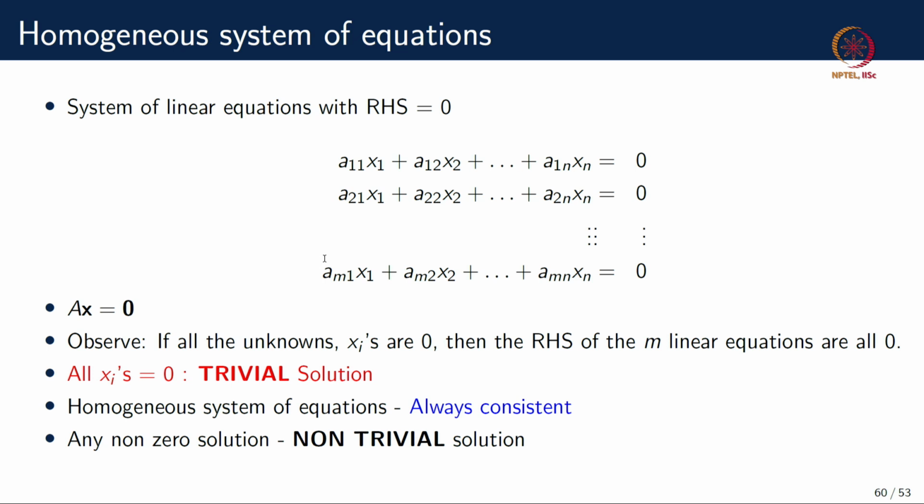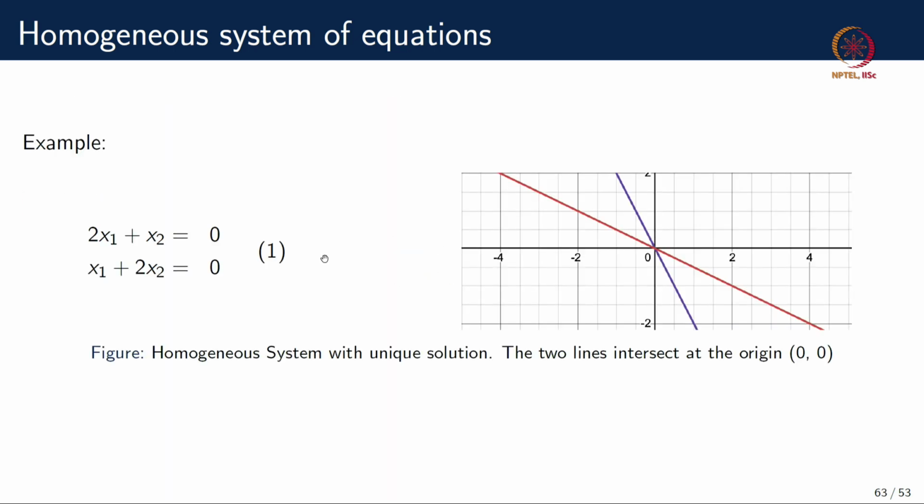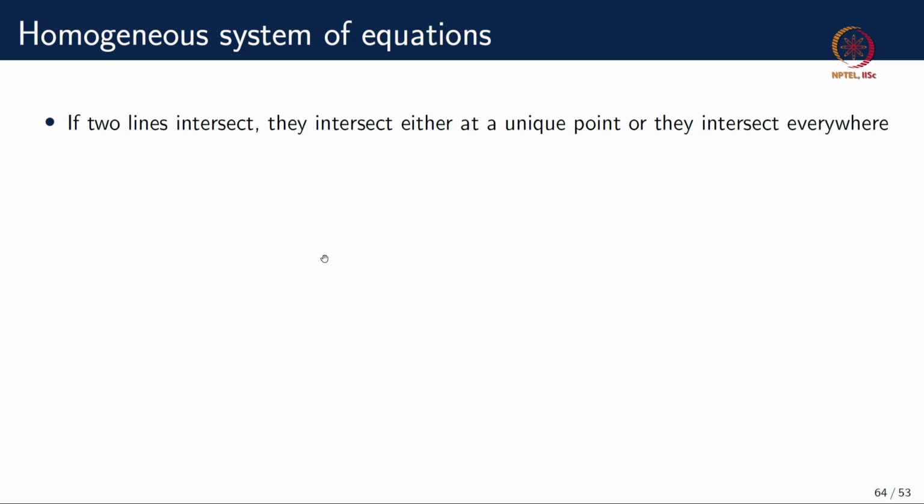A quick example reveals that whenever a homogeneous system of equations has a unique solution, it refers to the trivial solution only. Now see these two equations: 2x1 plus x2 is equal to 0, x1 plus 2x2 is equal to 0. If you plot, the two lines are intersecting at the origin. From our basic understanding of the geometry of two lines, if two lines intersect, they intersect either at a unique point or they intersect everywhere.